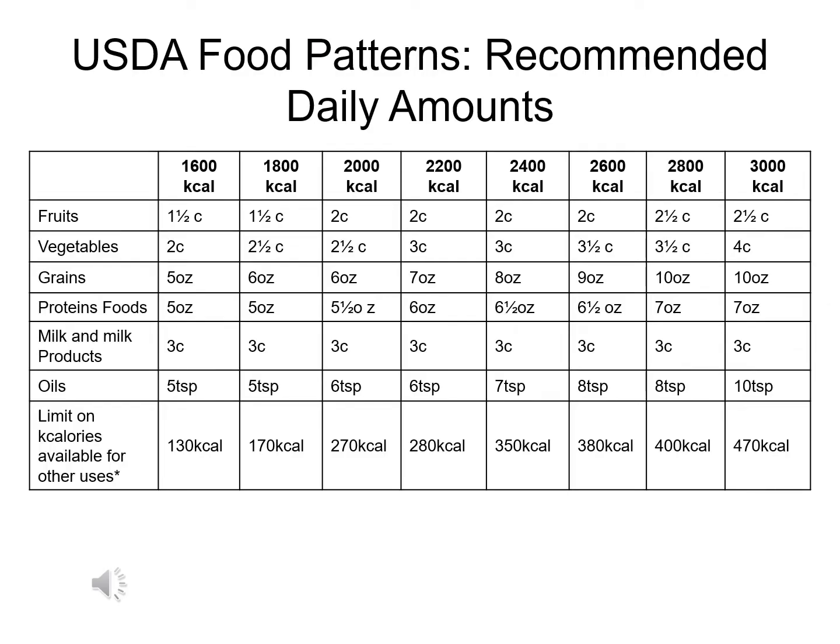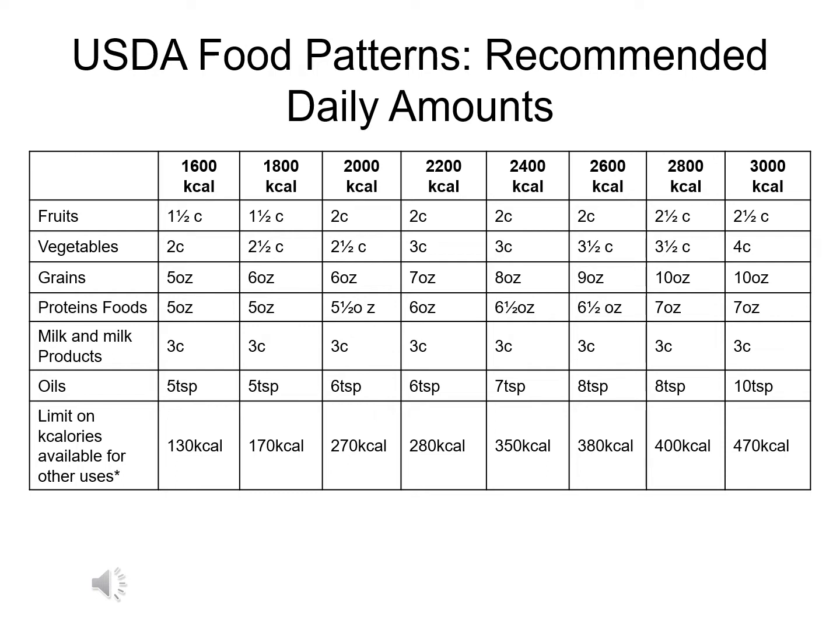So once you have an idea about how many calories you should be focusing on, you can go ahead and take a look at this particular table. These are the recommended daily amounts for all of the food groups, depending on what your caloric allotment has been determined to be. You can see it tells you exactly how many servings you need from each one of those 5 food groups.